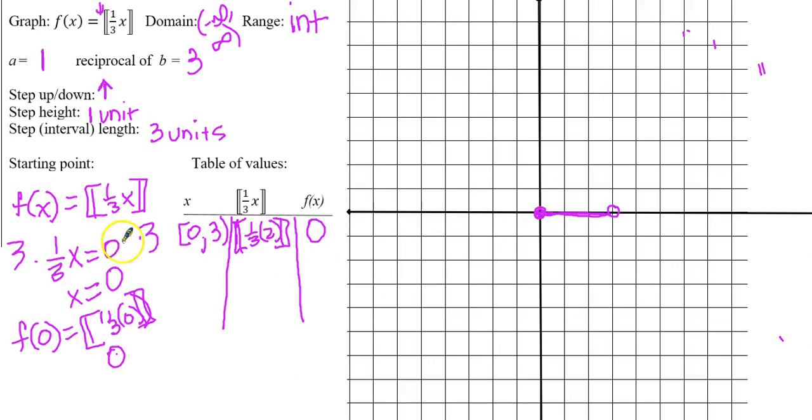Okay. So what's our next interval starting at? We're picking up at 3. We're extending out to 6 because it's 3 units long. And we pick any number we want in there. Whole numbers are nice. So how about 4? Okay, I like 4. So 1/3 of 4 is 4/3, or 1 1/3, which rounds down to 1.